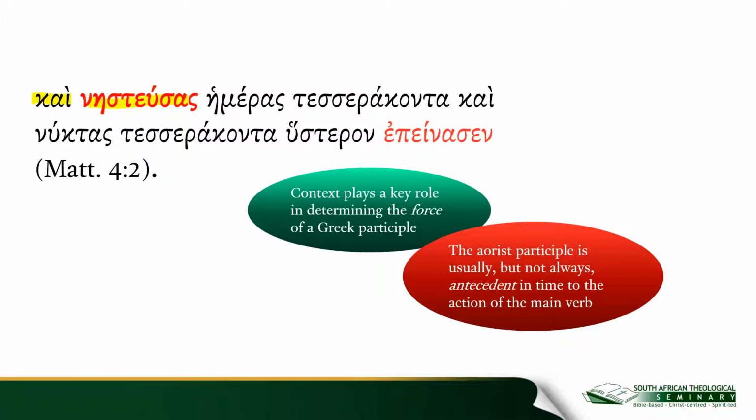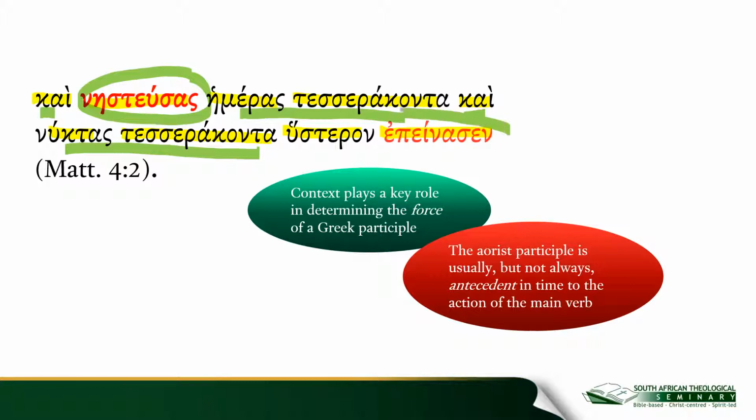Kai nēsteusas hēmeras tesserakonta kai nuktas tesserakonta, husteron epeinasen. Translation: And after he fasted 40 days and 40 nights, he then became hungry.